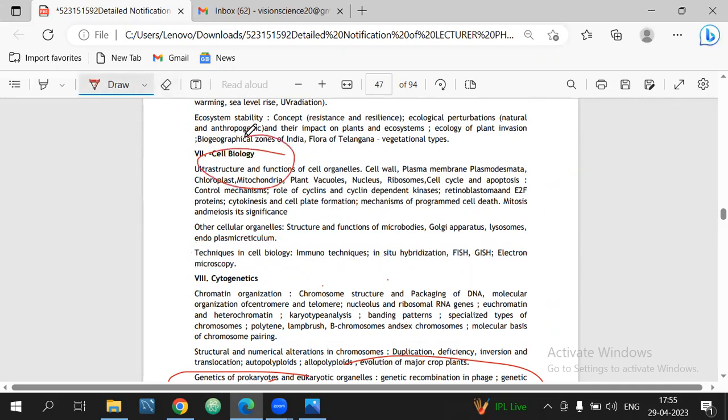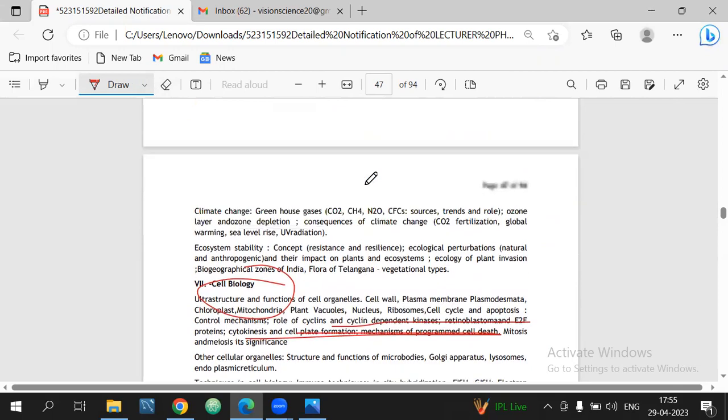You have to read all the cell organelles, structure, function, enzymes involved over there. Most difficult one, the cell cycle regulation, followed by the apoptosis. This is the only difficulty in the entire cell biology.